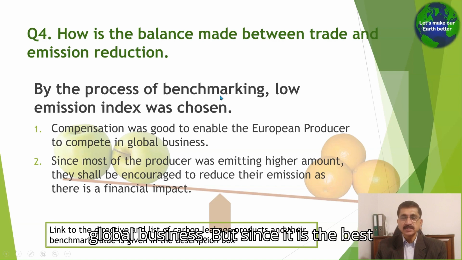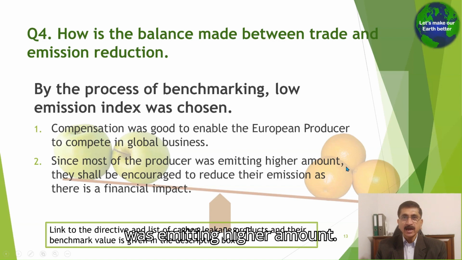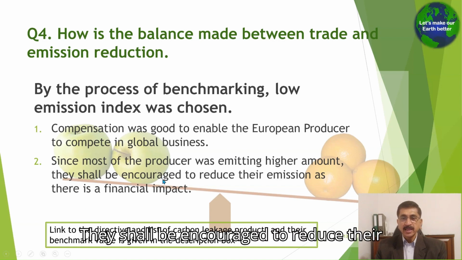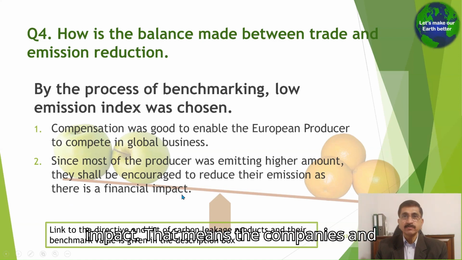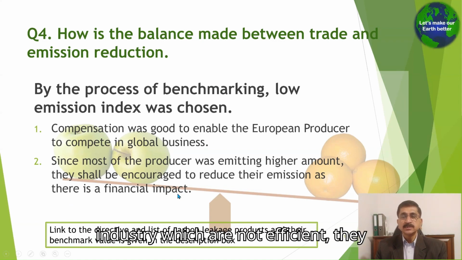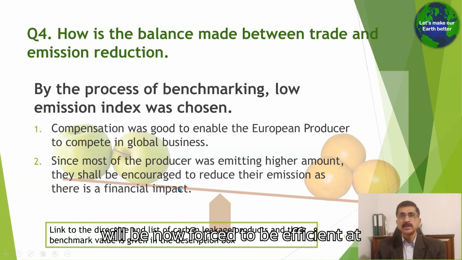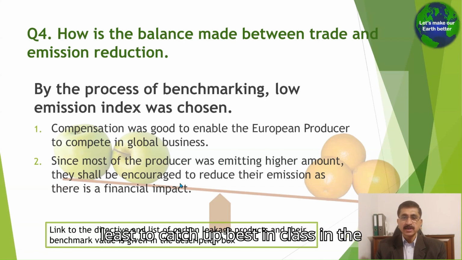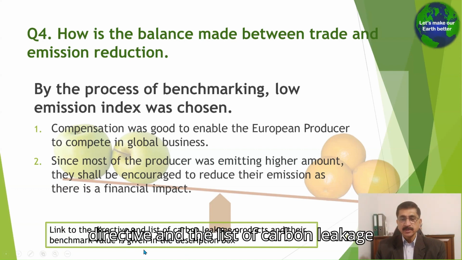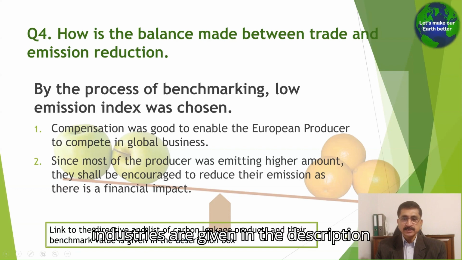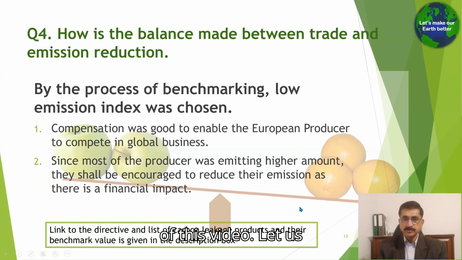But since it's the best in class, most of the producers were emitting a higher amount, so they shall be encouraged to reduce their emission as there is a financial impact. That means the companies and industry which are not efficient will now be forced to be efficient, at least to catch up with best in class in Europe. Now the link of this directive and the list of carbon leakage industries are given in the description of this video.